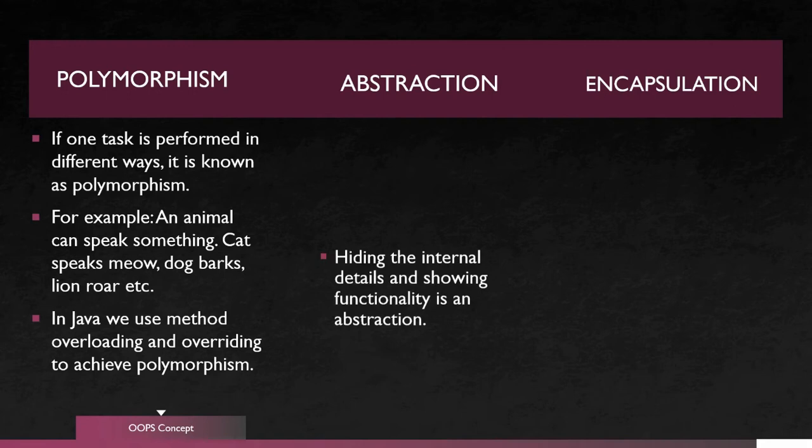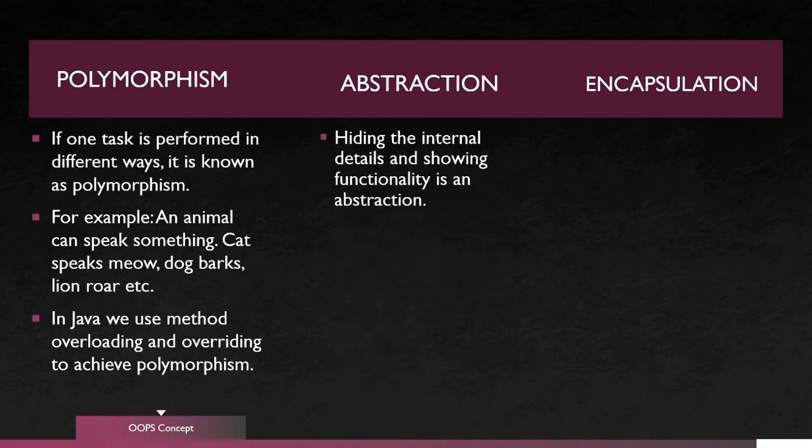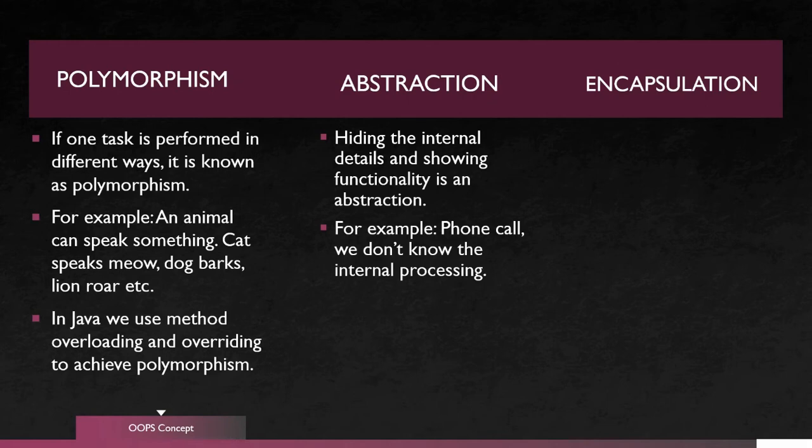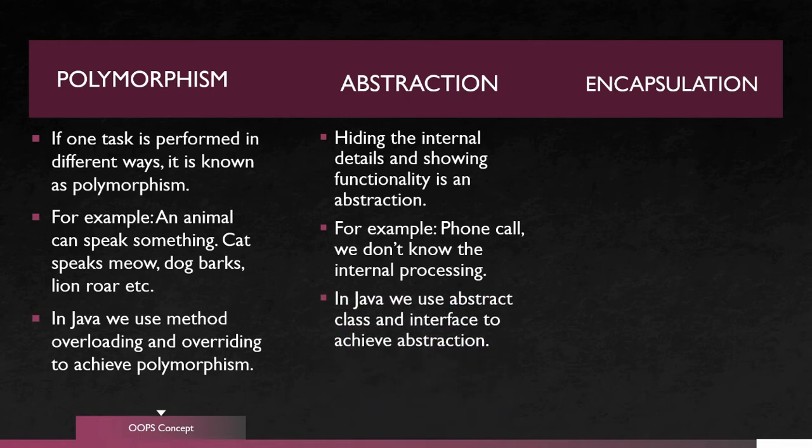Now what is abstraction? We can say that hiding the internal details and showing the functionality is known as abstraction. For example, suppose you are making a phone call, then we don't know the internal processing, but we know that we can talk. We know the functionality of how to dial the call, but we don't know the internal processing. That is known as abstraction, that you can achieve in Java using two fundamentals: one is the abstract class and another one is the interface.